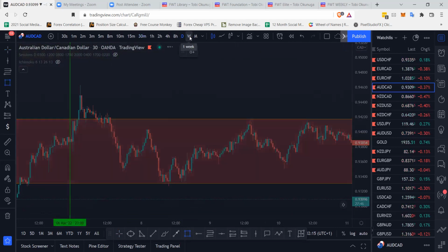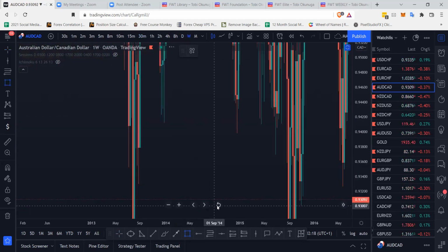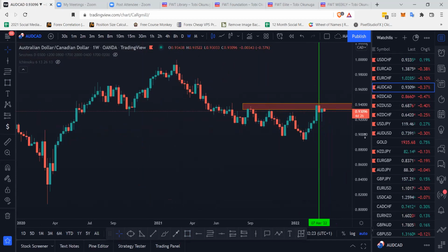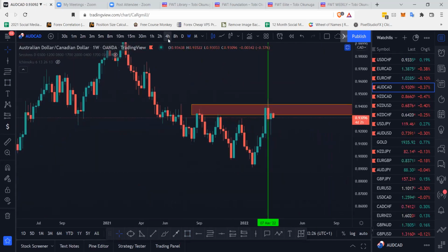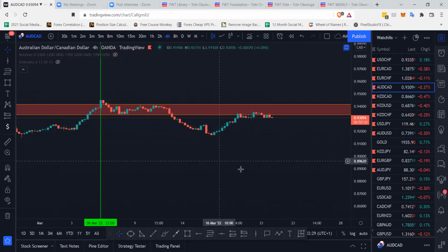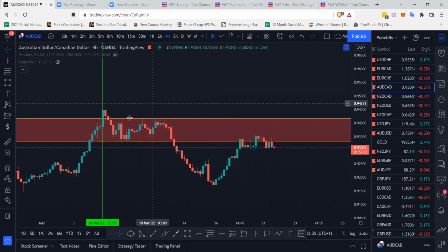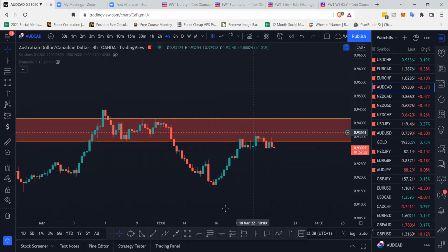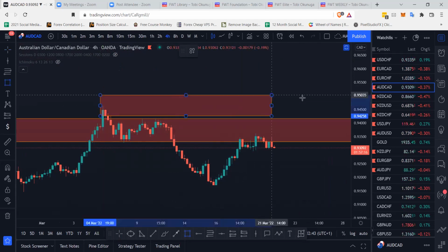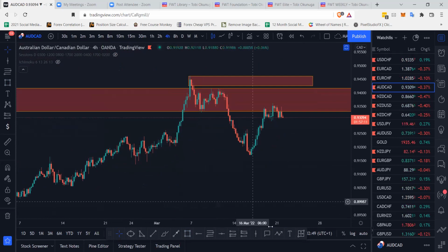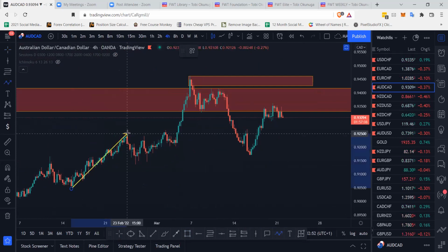Let's go back to the weekly real quick and check out something. If this is on the weekly, if we check on the 4 hours, we're seeing this rally based drop here. So the trend going into this move is simple like this.